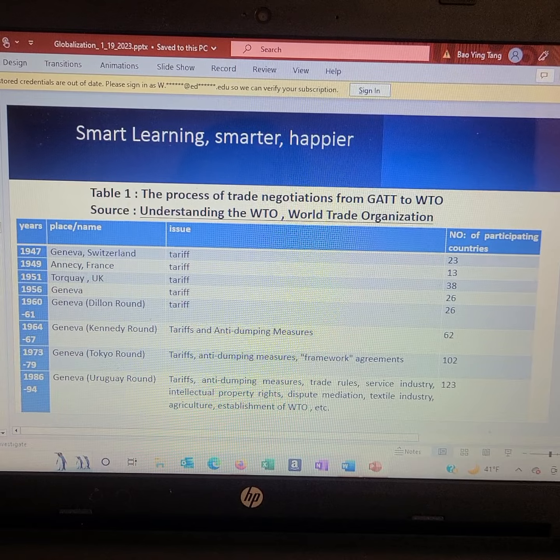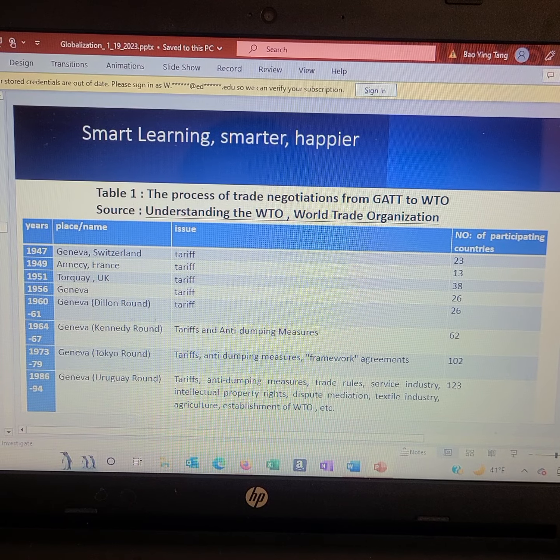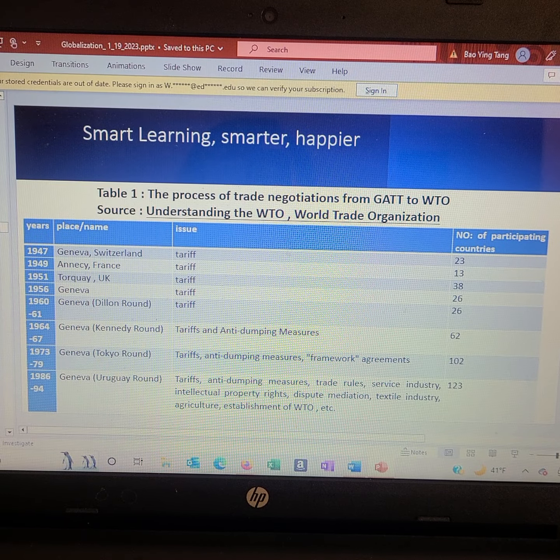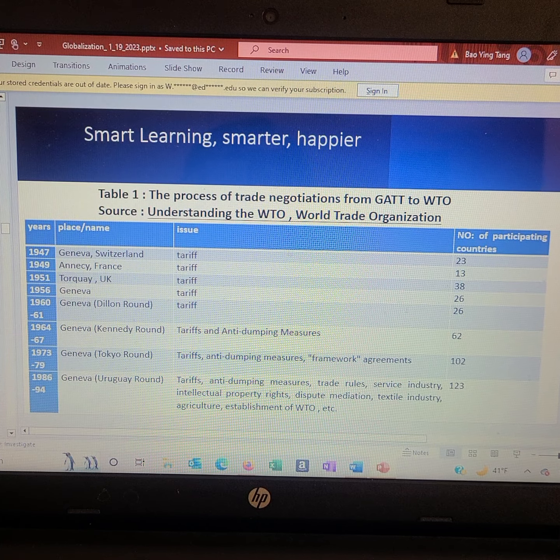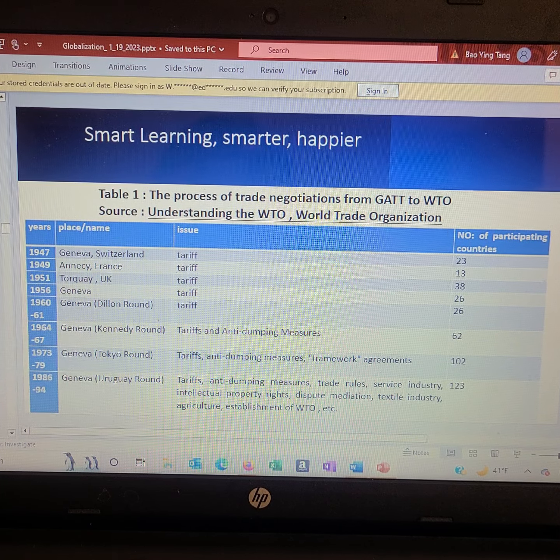So here is Table 1 showing the process of trade negotiation from GATT to WTO. Now you can see it started in 1947 and ran up to 1961. The world's major international trade agenda was mainly focused on tariffs. At that time, only about 13 to 38 countries participated in this kind of international trade negotiation.